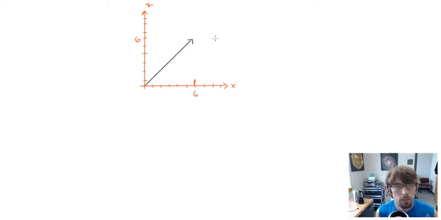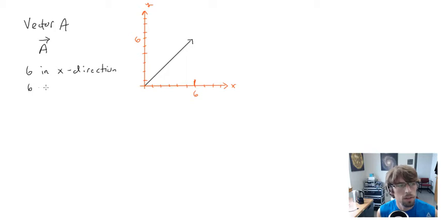If we want to write this out, we could say something like, okay, well, vector A, or even better, A with the arrow over it, it's 6 in the x direction, and 6 in the y direction. Okay. And technically, this is it. You're good. This is all you have to do.